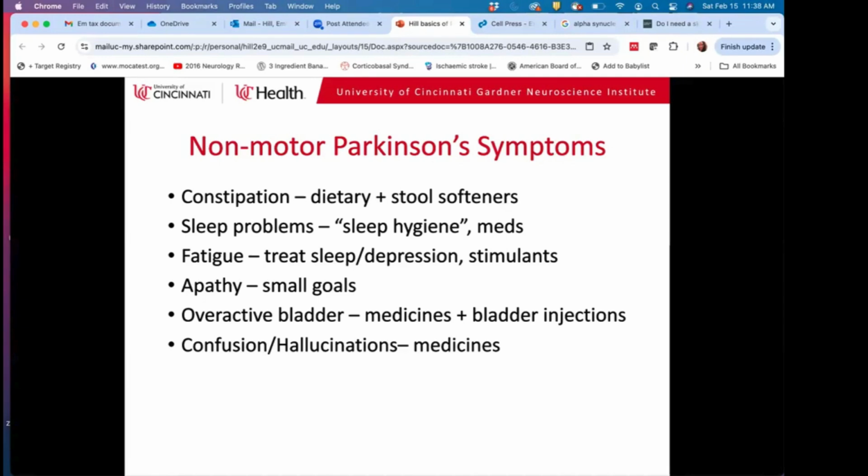All those things are really important to help your brain go to sleep and stay asleep. And then I do have medications we use a lot. Sleep is very important, so we help people get to sleep. And then fatigue, separate from being sleepy, we work on that. Apathy, that's a hard one. You just don't feel like doing much.